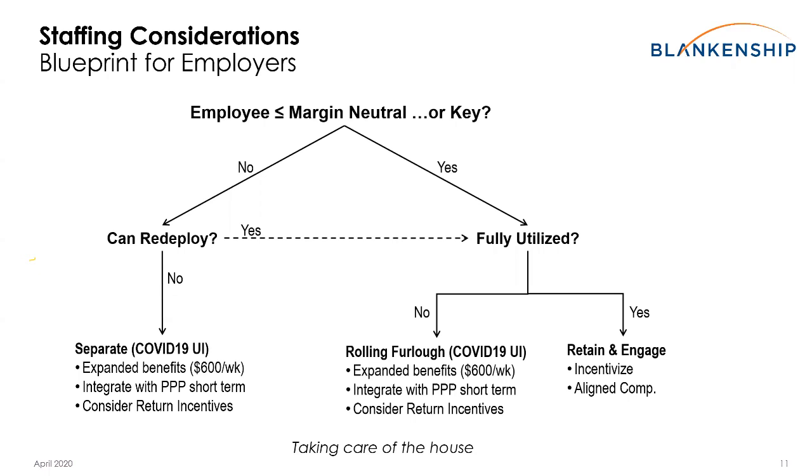So getting to the other side here, if an employee is margin positive, they are doing good, they're creating net bottom lines for the company, helping cover that fixed cost, basically. And this is where cost accounting becomes so imperative, to understand what your cost is associated with every team member and every activity, and then what the associated revenue is, what that margin increase is. And if they're not fully utilized, consider the rolling furlough, integration with the PPP, obviously, like we have talked about when it comes to compliance, and return incentives as well.